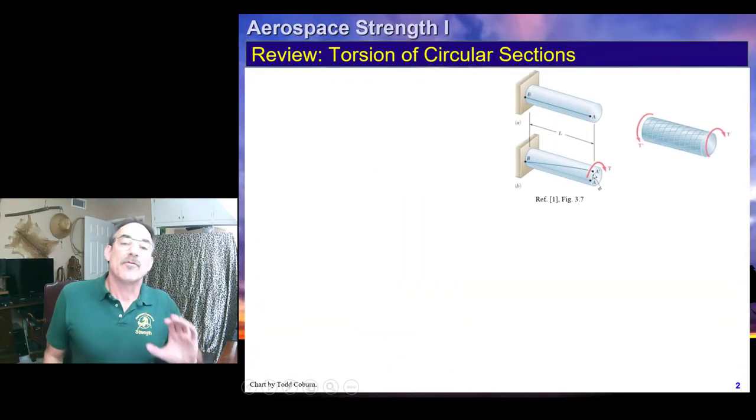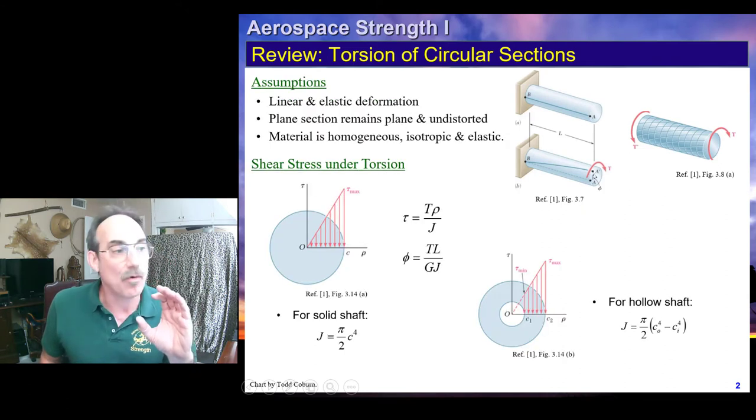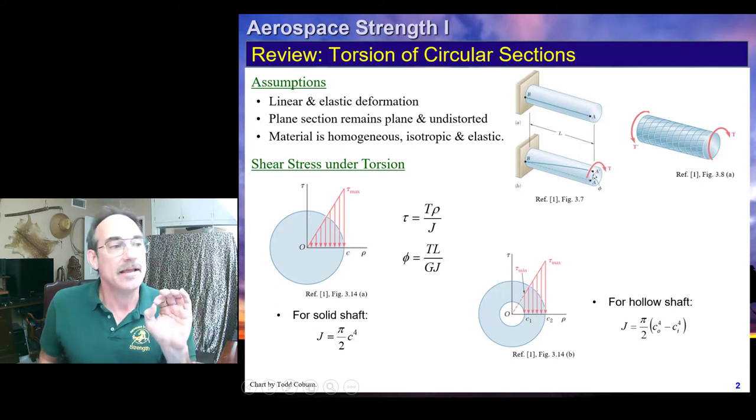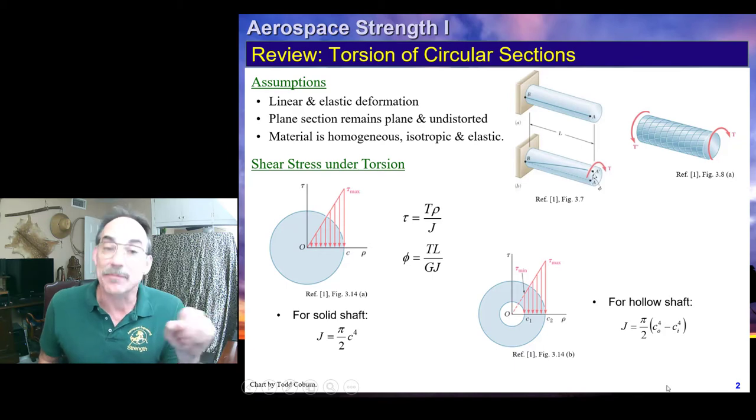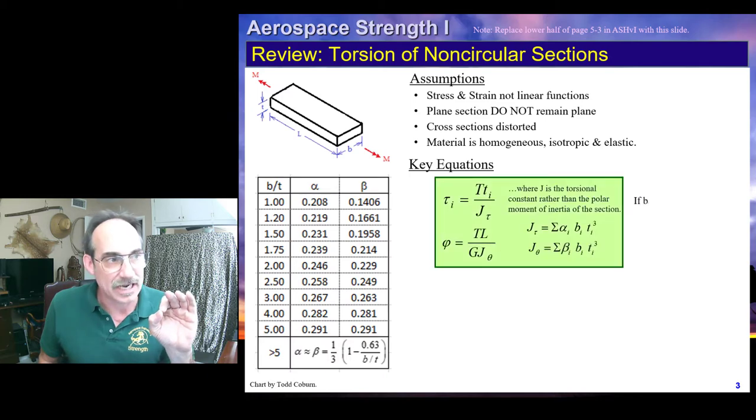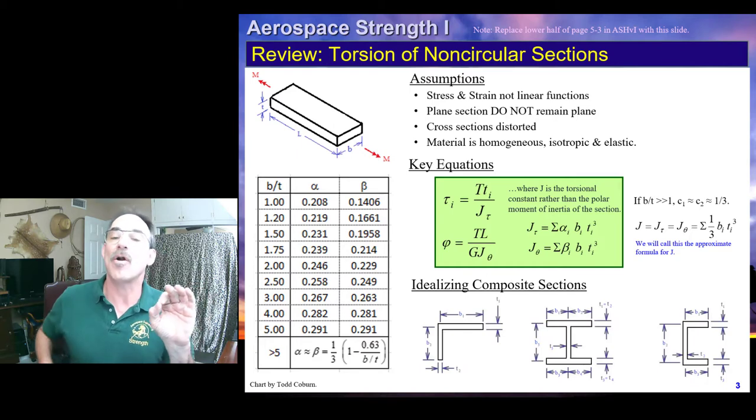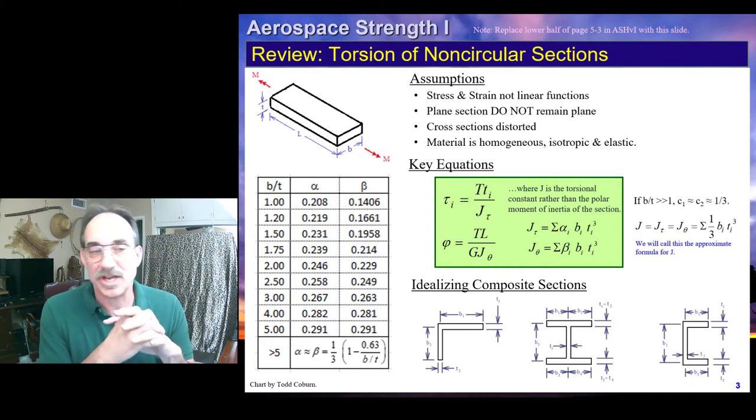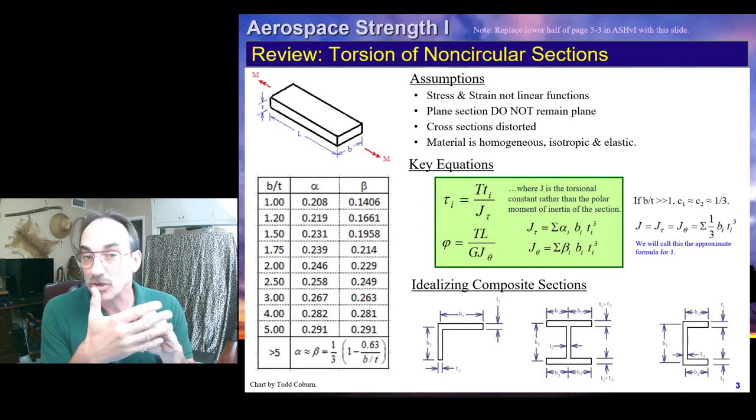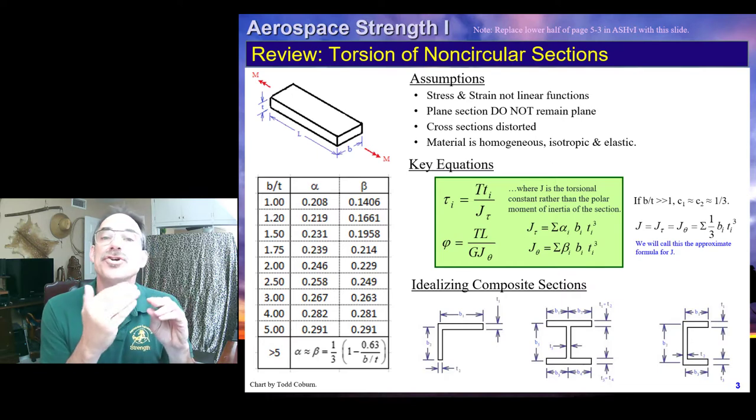So we saw for a round section subjected to torsion, our shear stress is TR over J, our angle of twist is TL over GJ. The torsional constant is the polar moment of inertia. We saw that if we have a non-circular section, we're going to use analogous formulas, but instead of the TR over J, we're going to have Tt over J for the shear stress. We're going to be using the J of the entire section. It's our torsional constant. We're going to find that each flange will have a shear stress distribution.